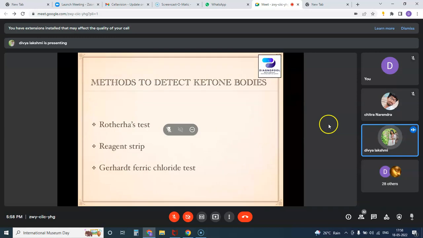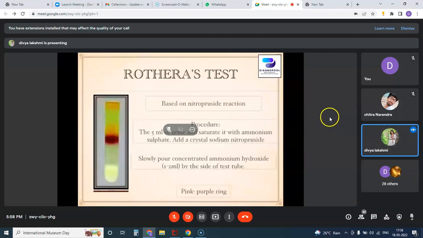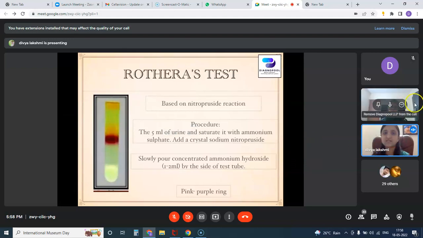We all know the strip method will identify it, but we have to confirm by a biochemical test. The most commonly used test is Rothera's test. Take 5 ml of the urine sample, saturate with ammonium sulfate, and add crystals of sodium nitroprusside. Mix it well and add liquor ammonia along the side of the test tube. If a purple ring is formed, it means that ketone body is present.